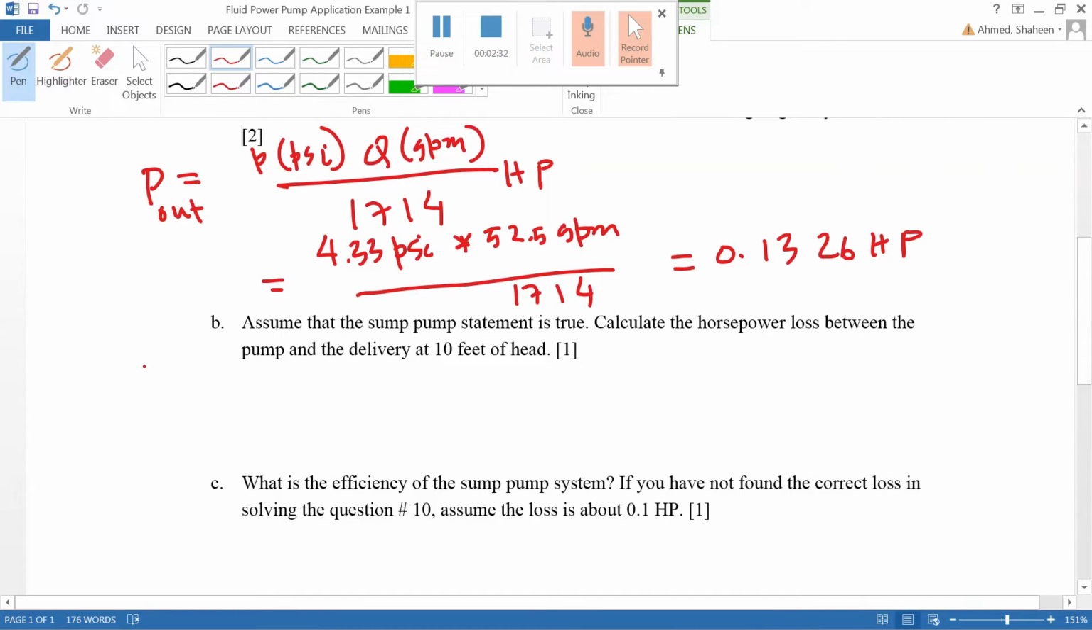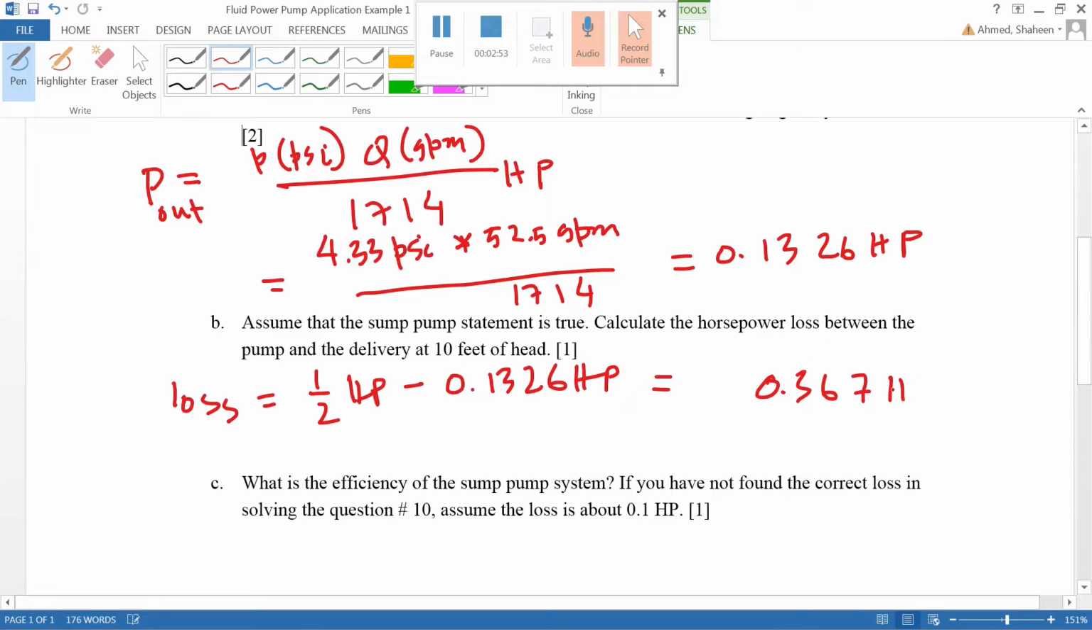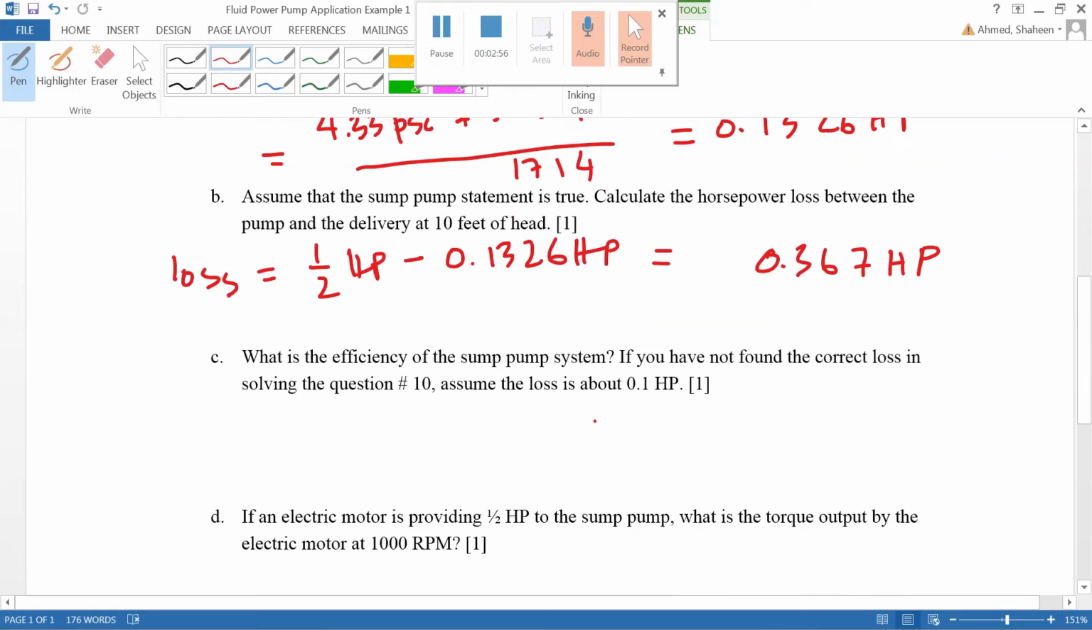Anyway, assume the sump pump statement is true, calculate the horsepower loss. The loss is going to be the half horsepower pump minus what it produces, which is 0.5 minus 0.1326, which is 0.367 horsepower. So mostly everything is lost. Most sump pumps have just one check valve and maybe 10 feet of pipe, a couple of elbows, which is probably no loss compared to the power. So almost negligible loss in there. The only loss you have is the 10 feet height.